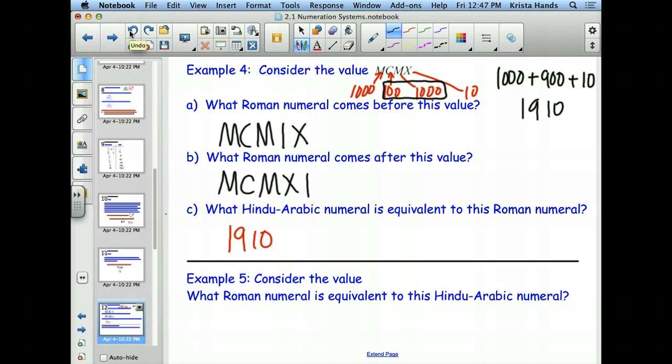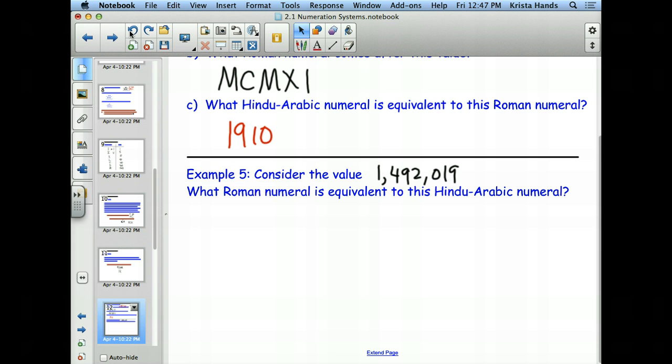Here's what we're going to look at. I'm going to look at the number 1,492,019, and I want to write that as a Roman numeral. That's a big one, right? Yeah. So how do we do it? Well, what you need to think about doing when you're starting this one is breaking it apart where the commas are. Okay? The first part has the number 1.